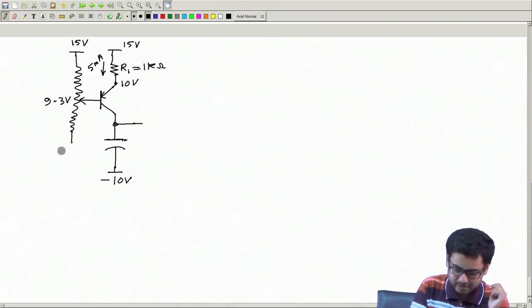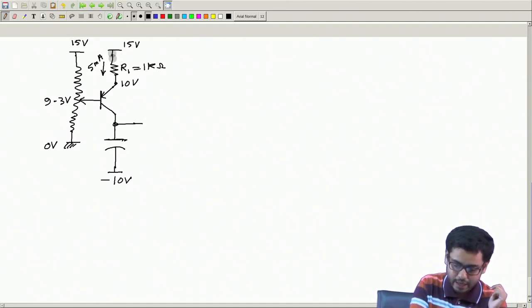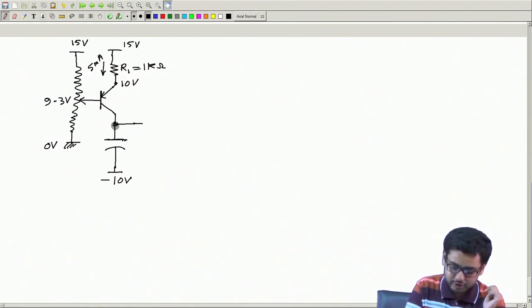Okay, and this you can keep at 0 volt. Okay, so this is at plus 9.3, so that this gap is 5.7 and this is 5 volt. So essentially this voltage I want to be constant and this current to be constant. Now this voltage will increase like a ramp from minus 10 to some positive value.